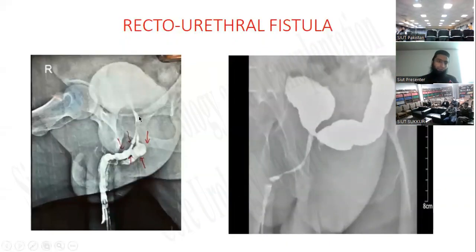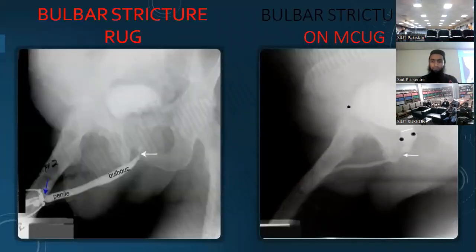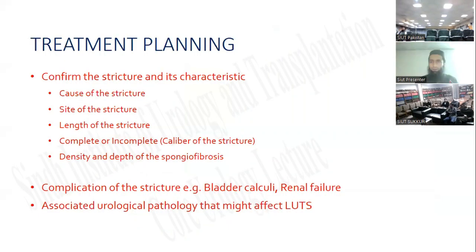This is the urethrogram of a patient showing that when the dye is passed retrogradely, the contrast from the bulbar urethra is also entering the rectum. In this picture, it is elaborately showing that there is a fistula between the rectum and the posterior urethra. This is the bladder, and the contrast is opacifying the rectum and going upward. It is also a bulbar stricture, and it is an MCUG widening film.